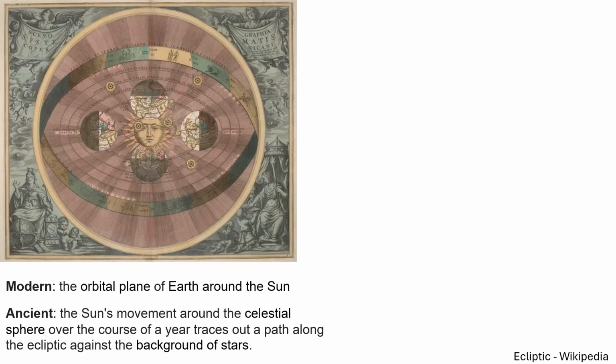In modern times, the definition is the orbital plane of Earth around the Sun. But in ancient times, people didn't know Earth moves around the Sun. So the Sun's movement around the celestial sphere over the course of a year traces out a path along the ecliptic against the background stars. That's how they found it. They're pretty smart.